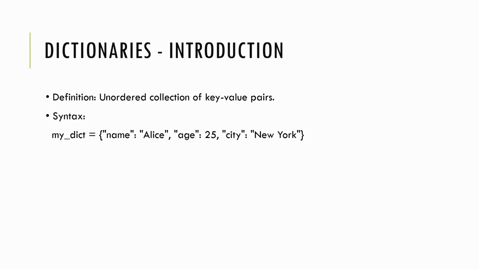Finally, let's talk about dictionaries. A dictionary is an unordered collection of key-value pairs. It's useful when you need to associate a unique key with a value. Here's an example. You can store various types of data using dictionaries, and they are especially powerful for looking up values based on a key.